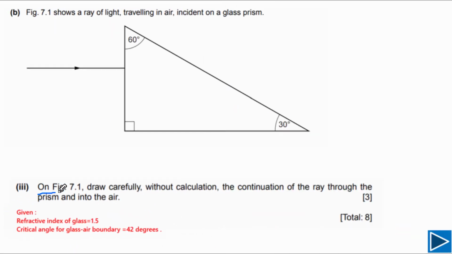For this question on figure 7.1, we need to draw carefully, without calculation, the continuation of the ray through the prism and into the air.